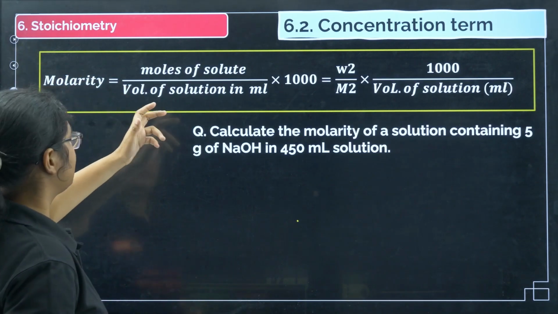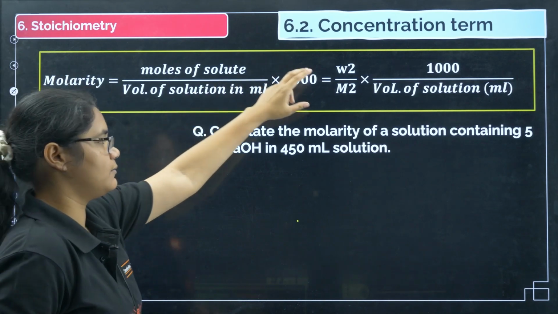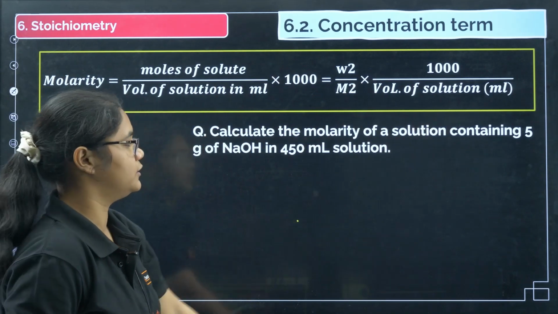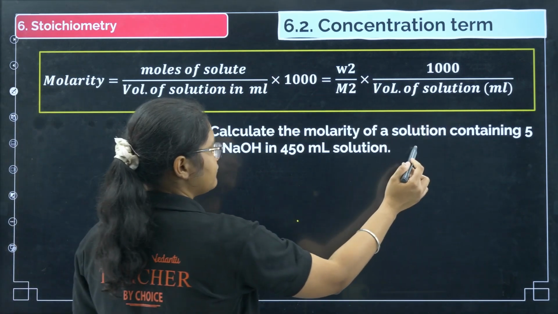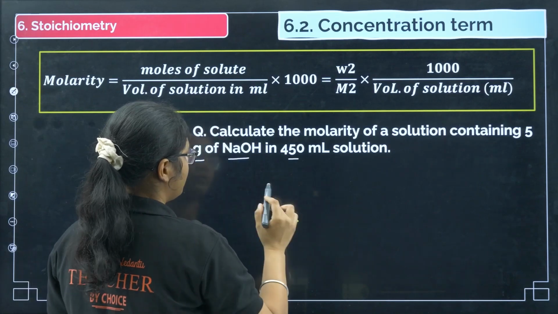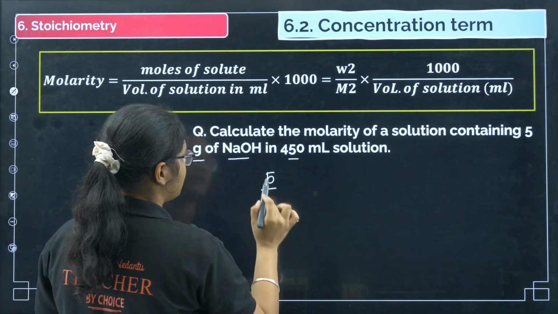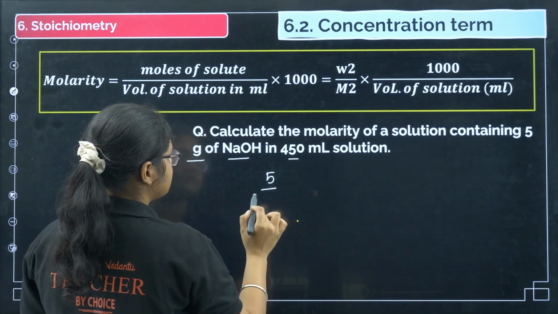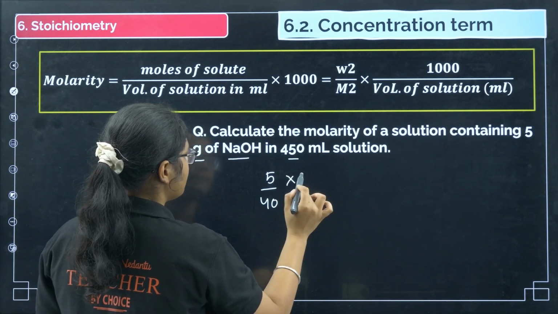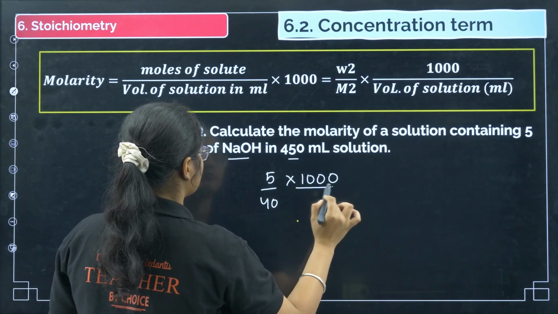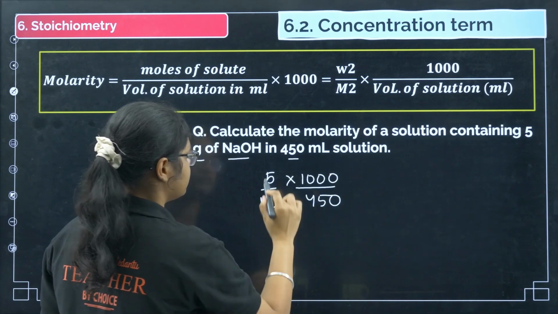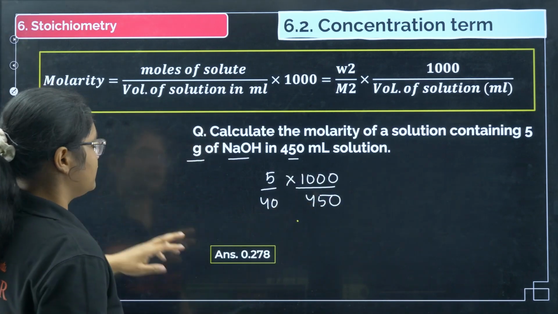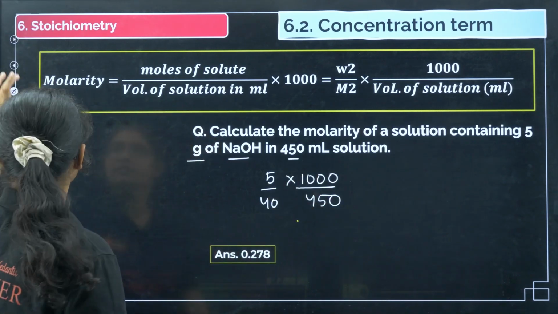Next we have the molarity formula: number of moles by 1000 into volume of the solution. So calculate the molarity of a solution containing 5 gram of NaOH in 450 ml. So given mass is 5 gram, moles of the solute, means W2 by M2. W2 is 5, NaOH mass is 40, into 1000 by 450, right. So if I solve this to calculate molarity, you will get 0.278.